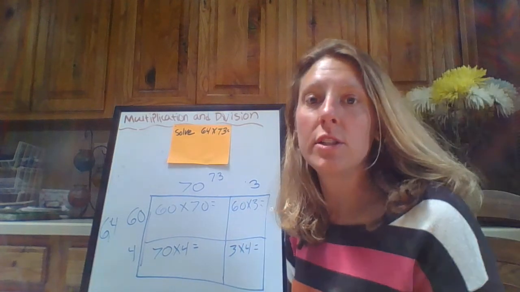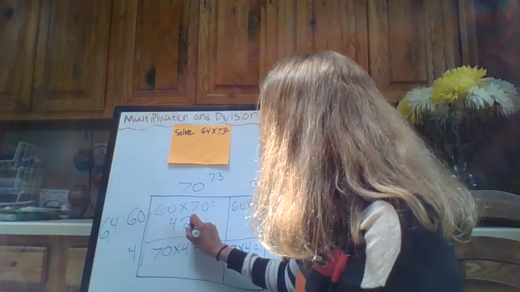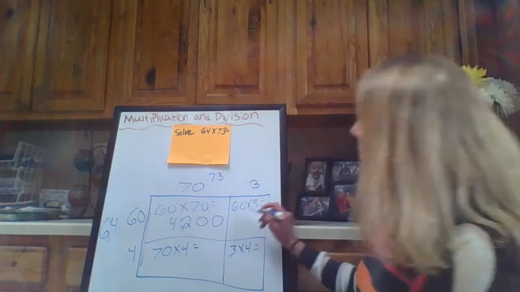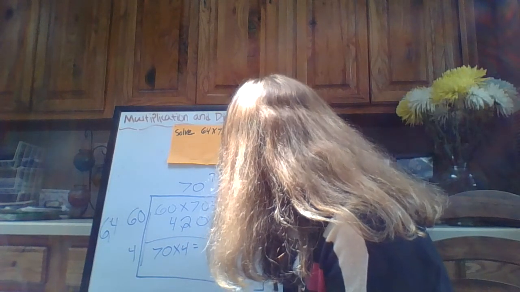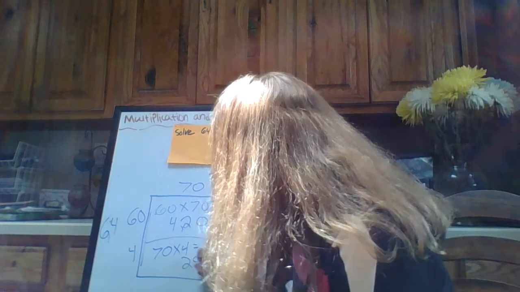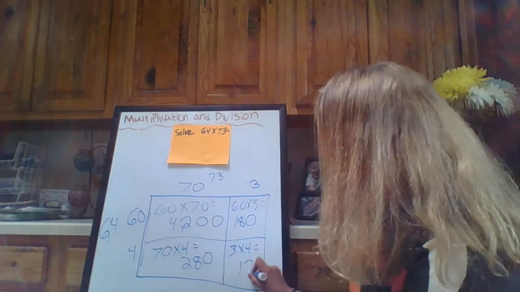Okay, now I'm going to multiply. 6 times 7 is 42. And then I add 2 zeros. 6 times 3 is 18, and I add the 0. 7 times 4 is 28, and I add the 0. And then 3 times 4 is 12.